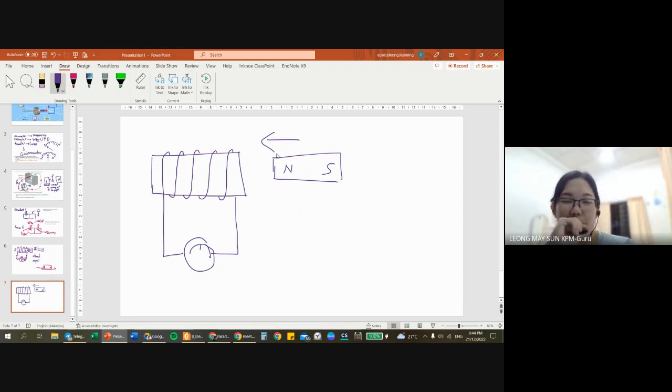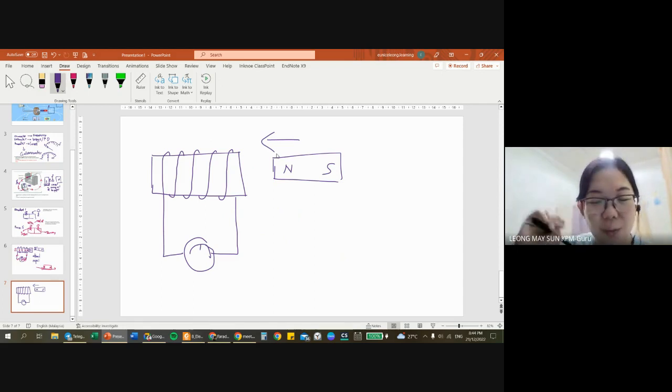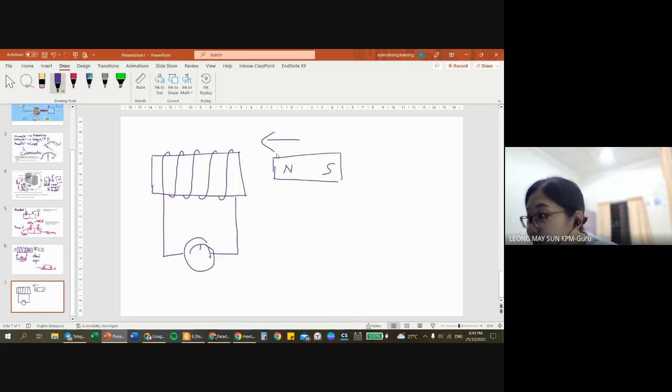Quick question. Will the galvanometer deflect towards the left or towards the right? Can you predict? Will the galvanometer deflect towards the left or towards the right? Edmund says left. Okay, so we have left, left, left.